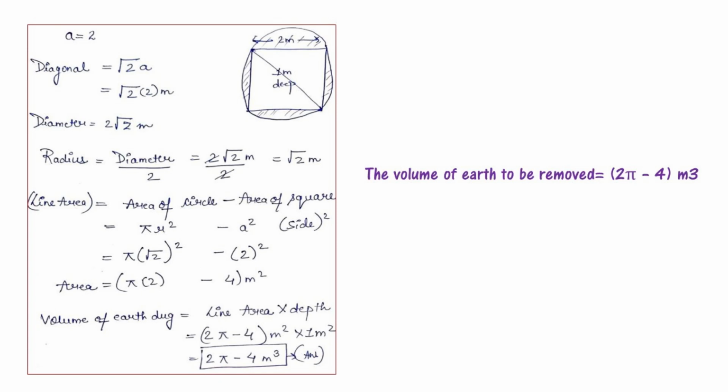Then we have to find out the volume of earth dug. That is lawn area multiplied by depth. Then we will put the values here. That is 2 pi minus 4 into 1 meter square. That will come 2 pi minus 4 meter cube. So the volume of the earth to be removed is 2 pi minus 4 meter cube.